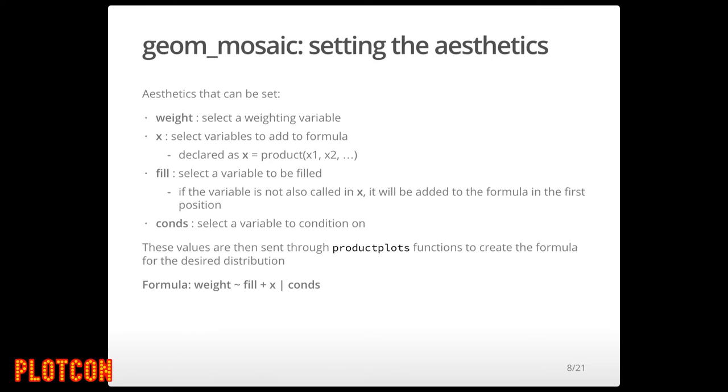So the way in which the ggmosaic works is you can set the aesthetics: weight, x, fill, and cons. So cons is the variables that you'd like to condition on. And then from these aesthetics, it sets up the formula where weight is equal to the fill plus your x variables, given any of these conditions.